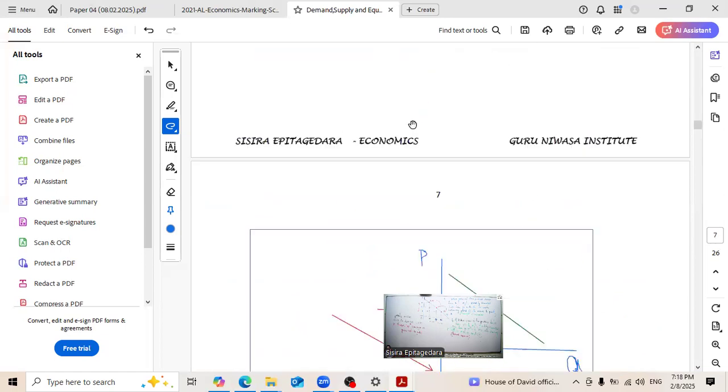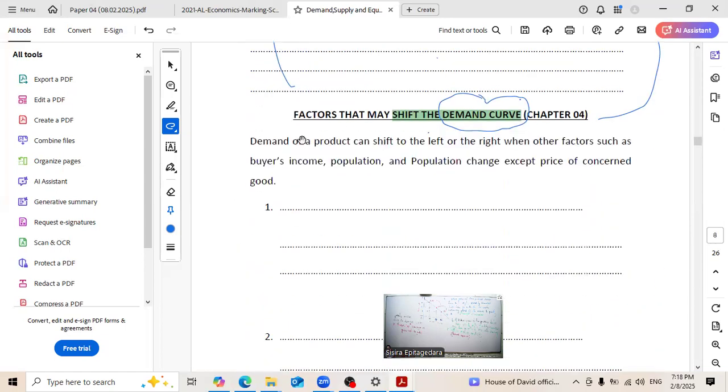Chapter 4. Right, then factors that may shift the demand curve, chapter 4. Can you read the press point? Demand of a product can shift to the left or the right when other factors such as buyers' income, population, and population change, except the price of the concerned good.